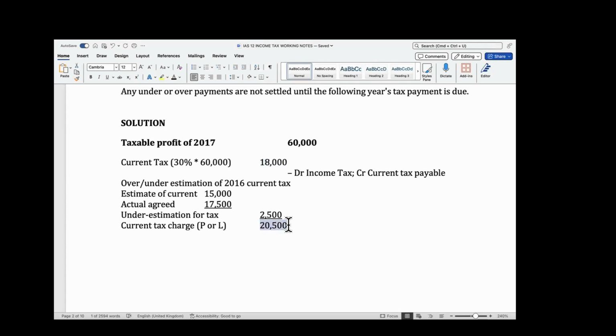While this 20,500 is what goes into your P&L as income tax charge, because these 2.5 should have been recognized to P&L last year, but it wasn't. So you need to do that this year. You need to recognize that this year. So, let's assume this is the A part of this solution.